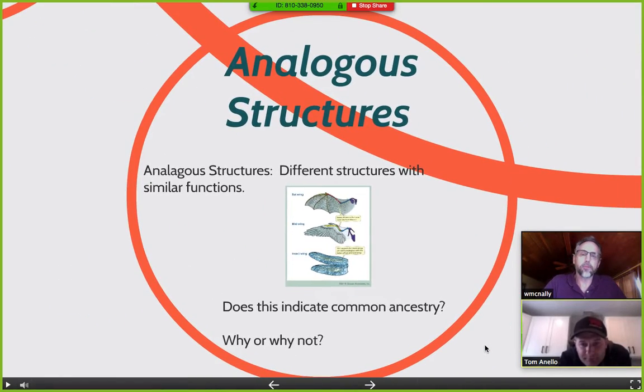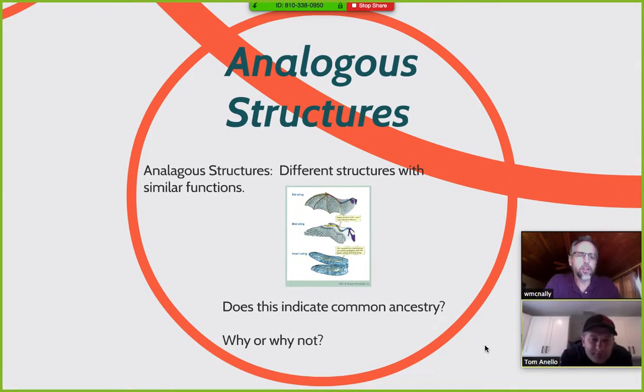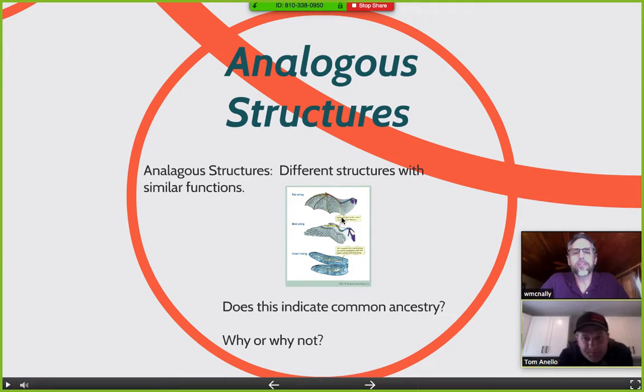All right. I don't know why it keeps going back to the original slide, but all right. The next one, the opposite of homologous, would be analogous. And analogous here means that the structures have a similar function, but they have very different structures.